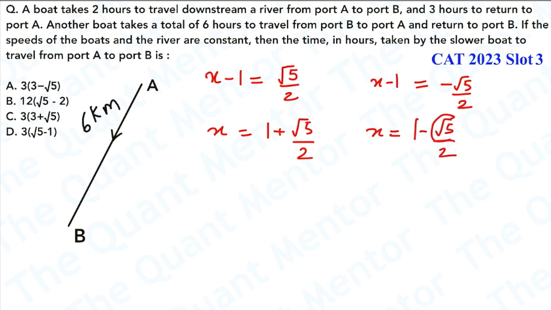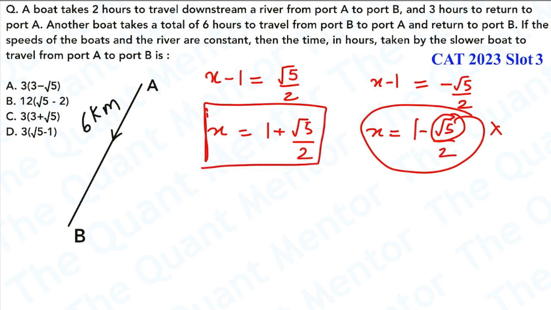Now root 5 is approximately 2.23. Upon 2 will be 1.11 again. 1 minus 1.11 will be negative, but speed can never be negative. So this part can be ruled out. The speed of the second boat is simply 1 plus root 5 upon 2. So we already knew the speed of the stream is 0.5 kilometers per hour and speed of the boat X is 1 plus root 5 divided by 2.